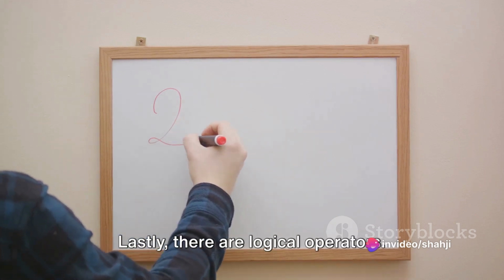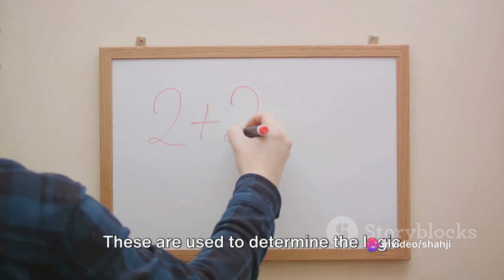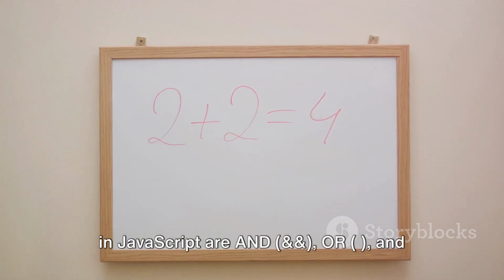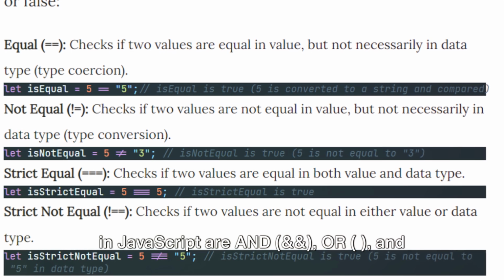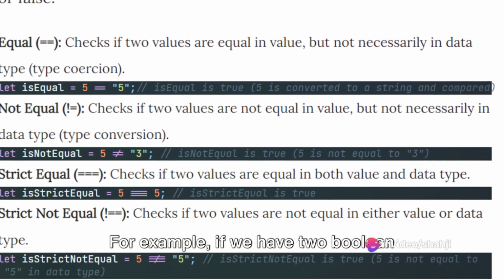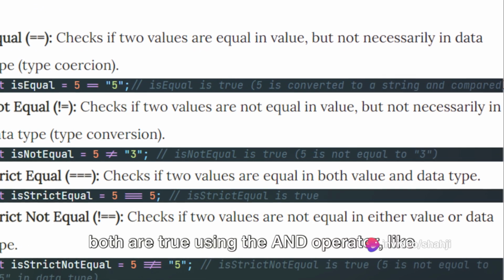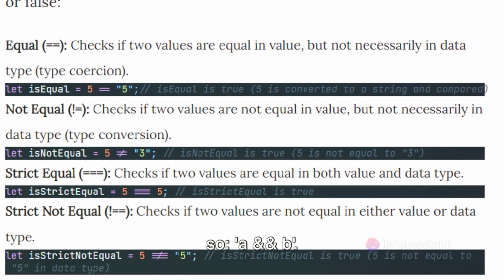Lastly, there are logical operators. These are used to determine the logic between variables or values. The three basic logical operators we have in JavaScript are and, or, and not. For example, if we have two Boolean variables, a and b, we can check if both are true using the and operator, like so, a && b.